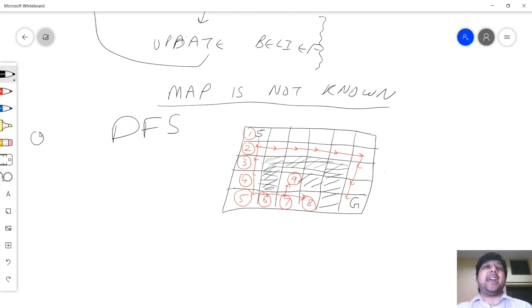It's called an online DFS, where the term online means, number one, the decisions are being taken on the go. I'm not thinking by sitting at the source, which is my start. I'm acting at every point of time. That's why the term online. The other advantage is that I don't need to know the map, and I can solve it without even knowing what the map is. Again, we solved it for a specific case where the actions were bidirectional.